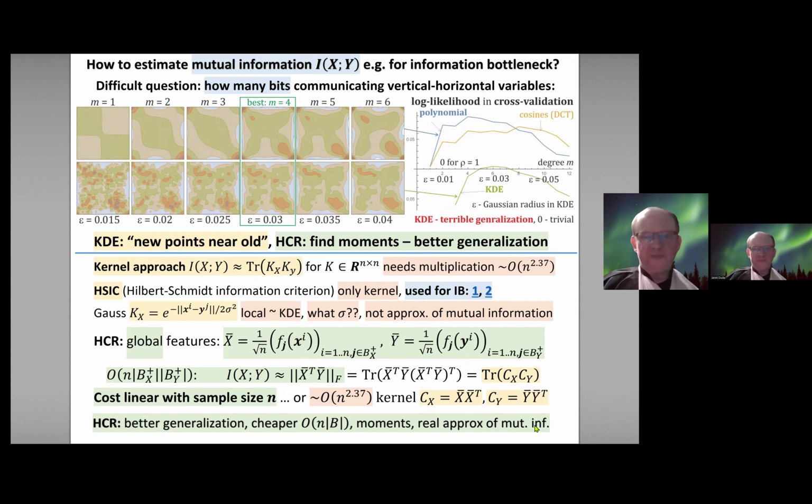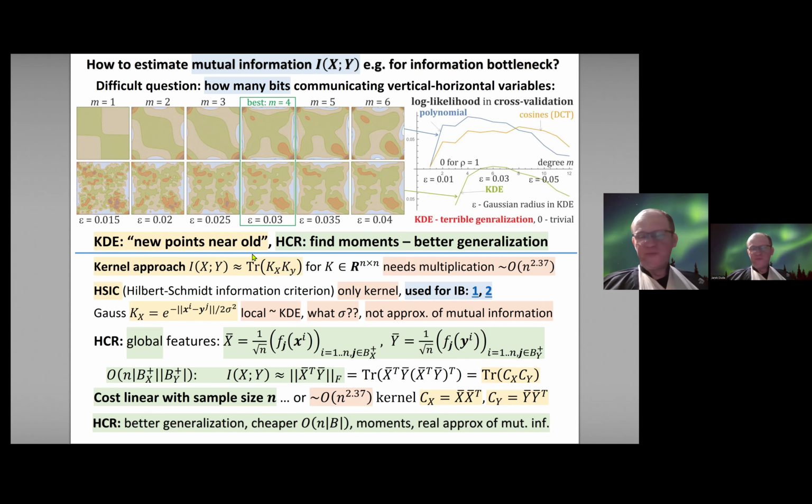Okay, so here is again this plot. HSIC is local, based on Gaussian kernels, which is a terrible generalization, while HCR is global, so it generalizes much better. So it should have better behavior if we build independence tests and mutual information estimation from them.